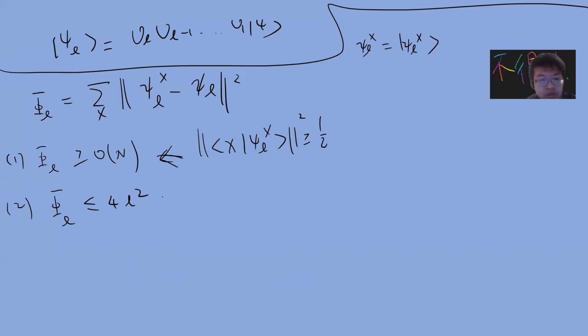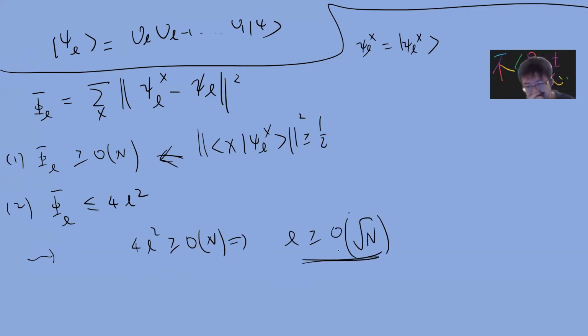Okay, so once we have this, then one can see that phi L squared is greater than O of n, so L is greater or equal to O of square root of n. Okay, so phi L is somehow the middle stage that we can use to approach this n. So phi L is like an intermediate step. Then one can use this to find the bounds.